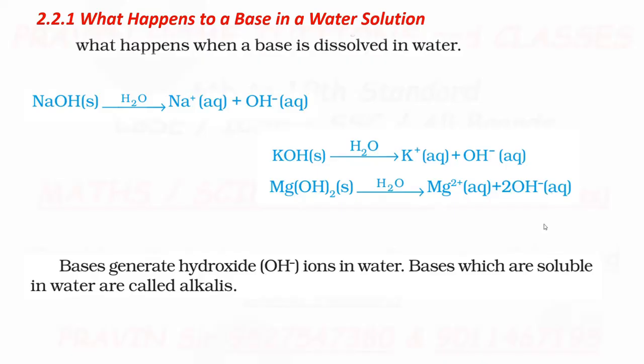So we can conclude that bases generate hydroxide, that is OH minus ions in water. Now, point to remember, bases which are soluble in water are called alkalis.